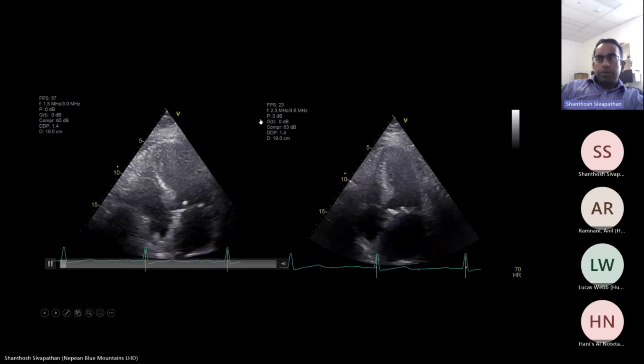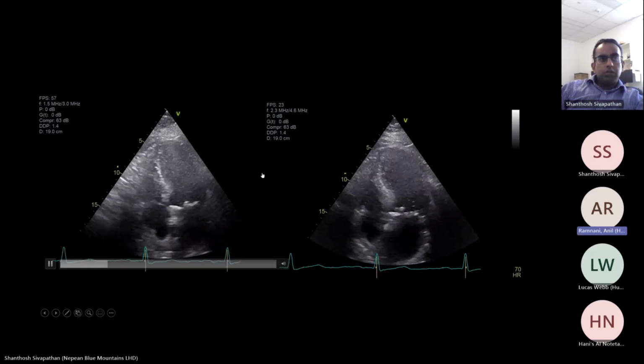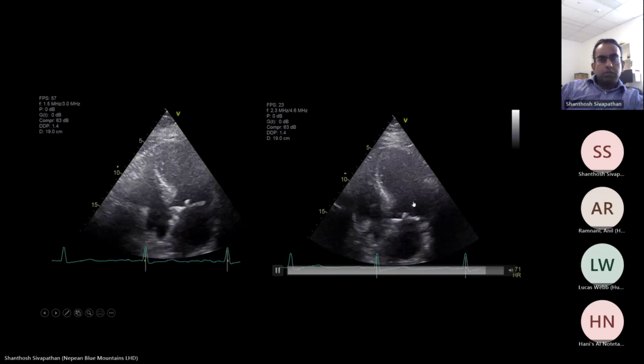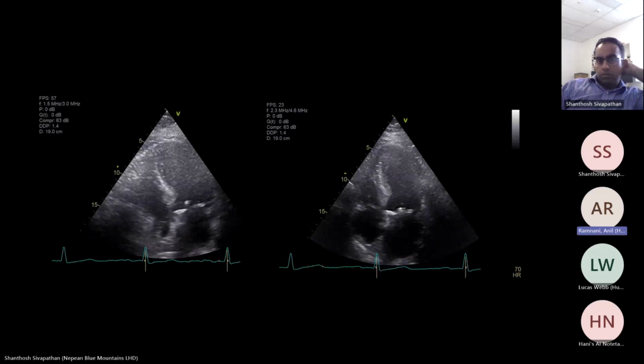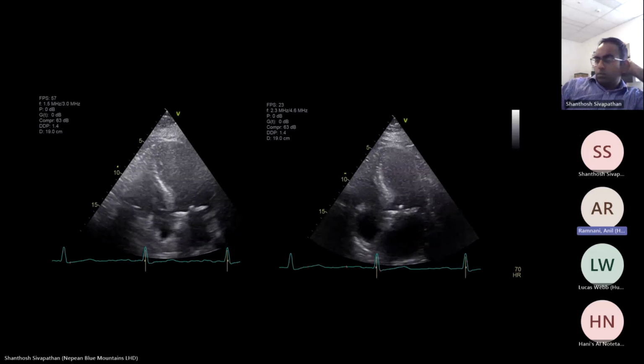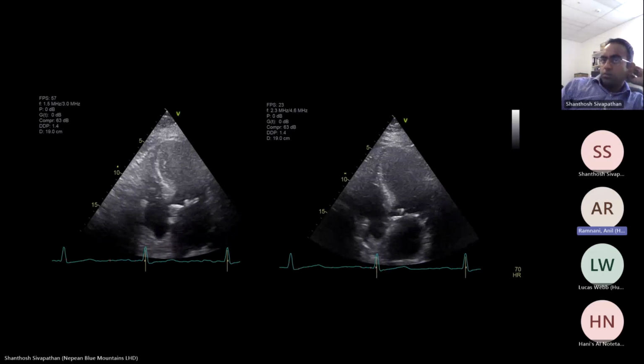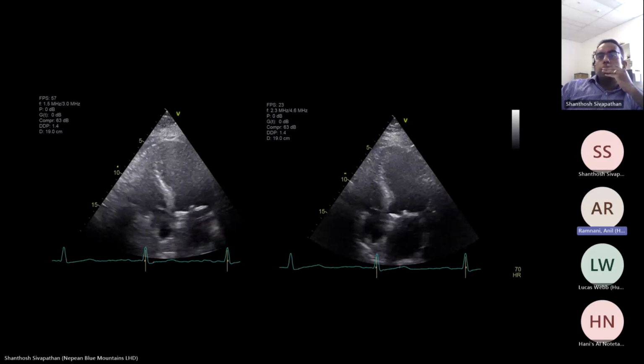What does this help you with? Okay, just going through the basics. The right side looks all right. The left ejection fraction, left ventricular contractility, just eyeballing that, it looks a bit reduced.